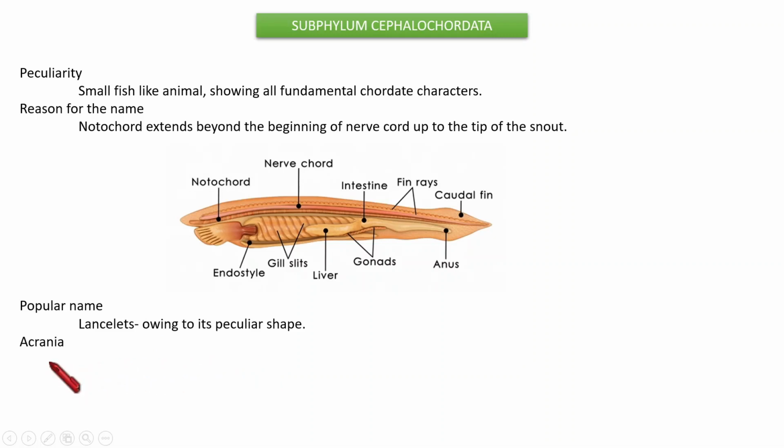Then they are Acrania. A means absent. Cranium means skull. So, as these organisms lack a skull, we know that such organisms are called Acrania. A means absent, cranium means skull, so the skull is absent.